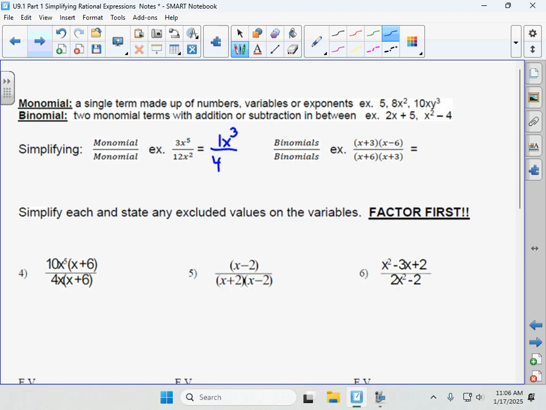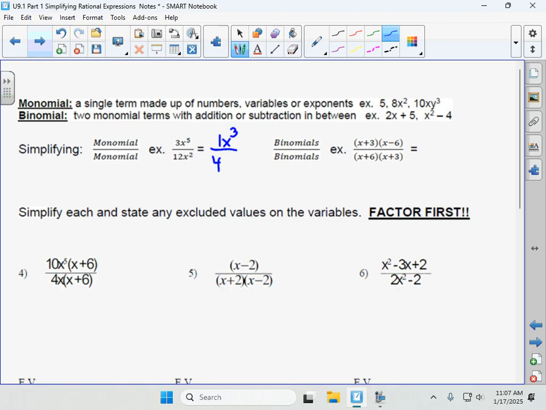But if we have binomials on top and binomials on the bottom, then only like binomials can cancel with another like binomial. So one on top, one on the bottom. If they're not exactly the same binomials, then you can't cancel them out. Okay, so again, binomials can only cancel with binomials. They have to be the same.